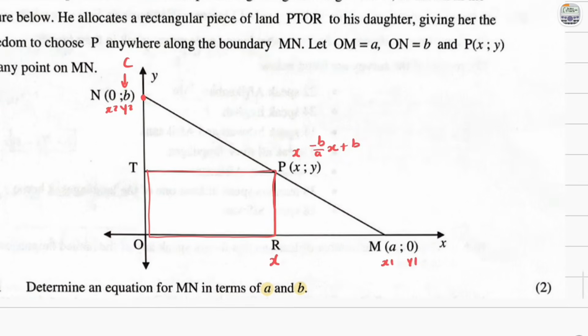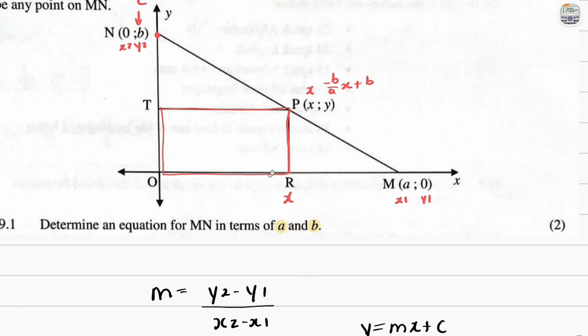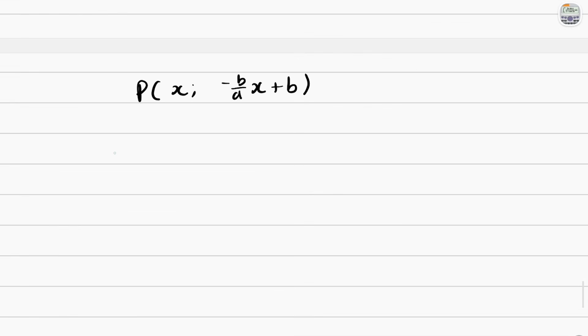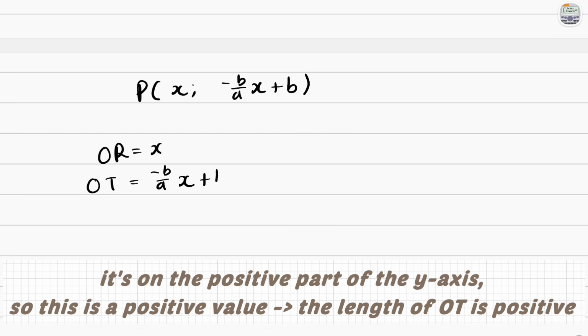And now we can finally tell them what the lengths of these sides are. So OR is an x value. What is that value over there? That will tell you the length of OR, so that is x. And then OT is the width. So that's the length and the width. The width is going to be that y value, because you go from 0 up by that y value to get that length. So let's put down our OR and OT. OR is x, OT is negative b over a x plus b.